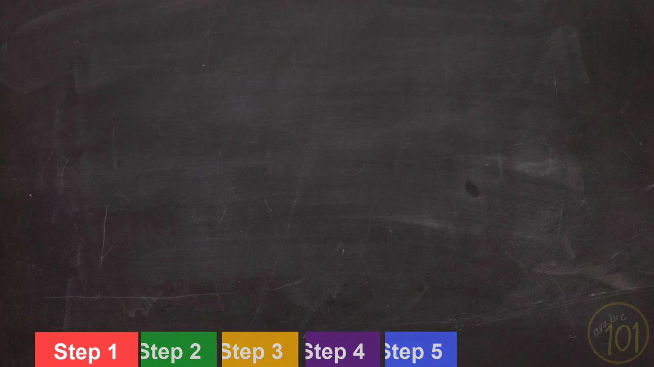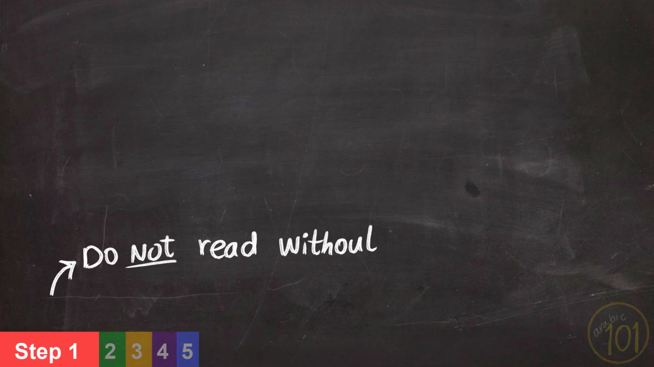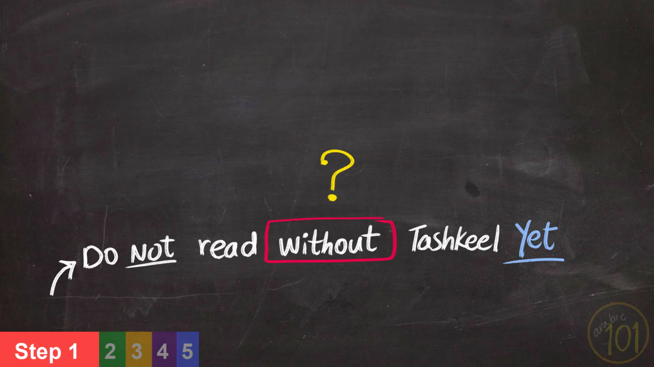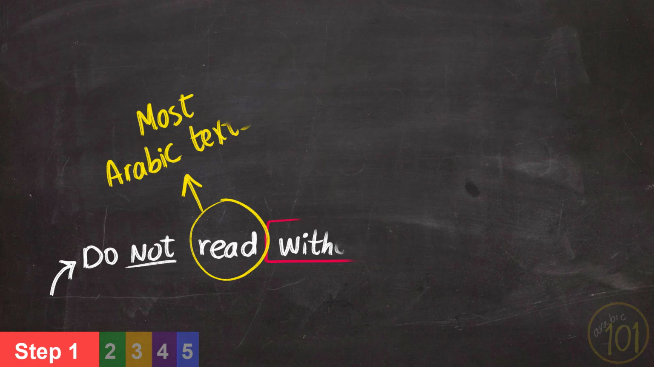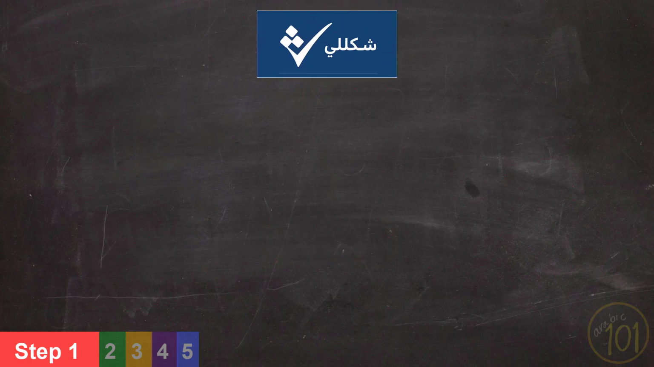So, step number 1 was not to read any text without tashkeel yet. But how can you do that? Well, obviously, in the beginning, it is not advisable to work with texts that have no tashkeel. But Arabic sources don't always have tashkeel signs. So if you have to deal with something like that, what do you do then? Well, then this tool is going to be very necessary when you have to deal with a text that has no tashkeel. I'm talking about an online tool called شكللي.